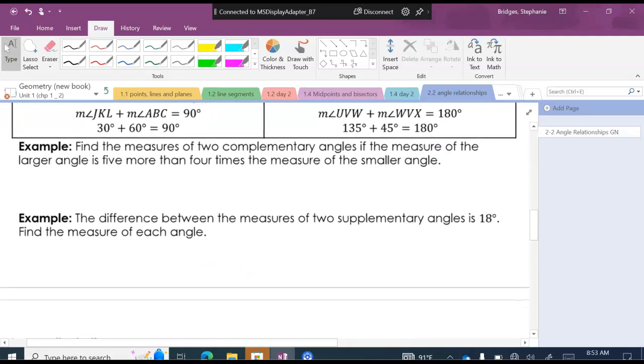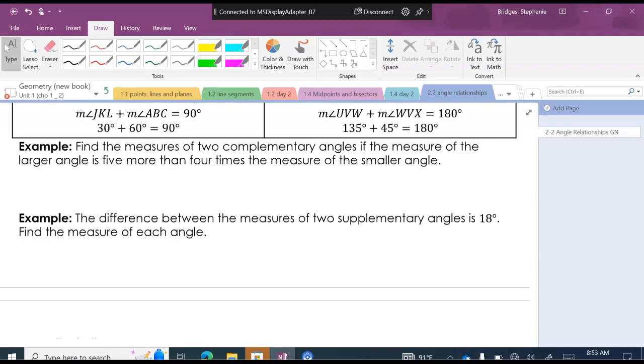Okay, so let's take a look at that first example. We're going to have a lot of little word problems in this type, so we have to make sure we remember the difference, first of all, between complementary and supplementary, and we pay attention to what to do there. So read that first one. Find the measure of two complementary angles. Okay, that means they add up to be what? Complementary adds up to be 90.